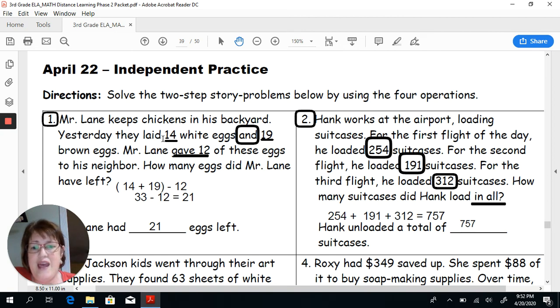So right away, I'm thinking, how many eggs is that altogether? I know that I'm going to add those. So I have here 14 plus 19. Now, remember, boys and girls, that parentheses show what you do first. So I didn't have to put parentheses there, but I put them there to remind you that first I needed to figure out how many eggs he had in all, which was 33.